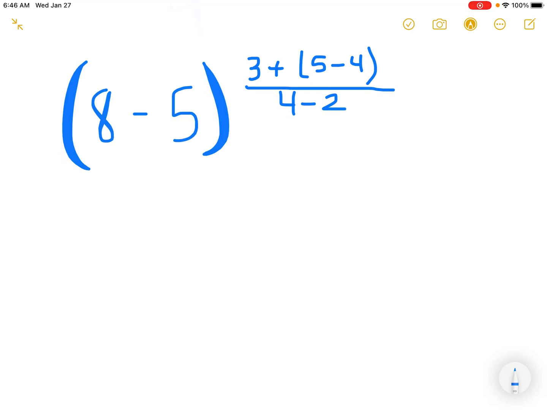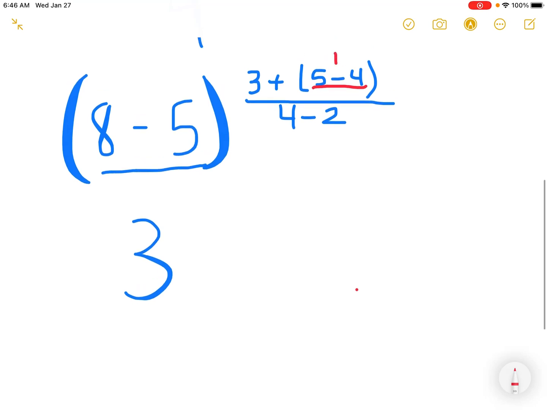All right, you guys, so I started with this set of parentheses, 8 minus 5 for my base number, which gave me 3. Then I went up and worked through my exponent. I saw I had parentheses up top, so I needed to start with parentheses. 5 minus 4 was 1, and then 3 plus 1 gave me 4 for that top of my fraction. And then 4 minus 2 at the bottom gave me 2. 4 over 2 means 4 divided by 2, which is 2. That whole work was just for the exponent. So now I apply that 2 to my 3. 3 squared is the same thing as 3 times 3, which is 9.